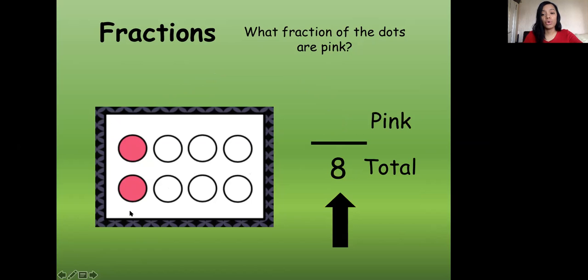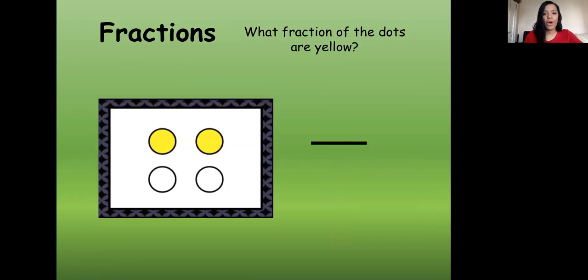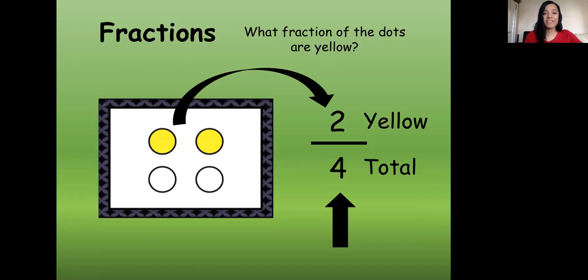1, 2. So 2/8 of the dots are pink. 2/8. How about this one? What fraction of the dots are yellow? We have how many total? 1, 2, 3, 4. And then we have 2/4 are yellow. Okay, so 2 out of 4 dots are yellow.